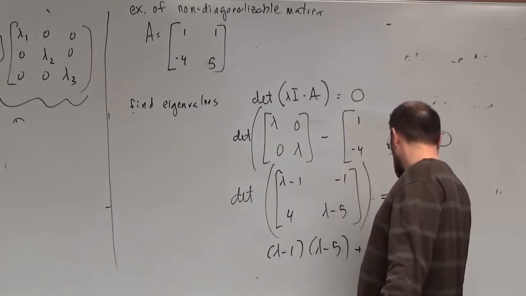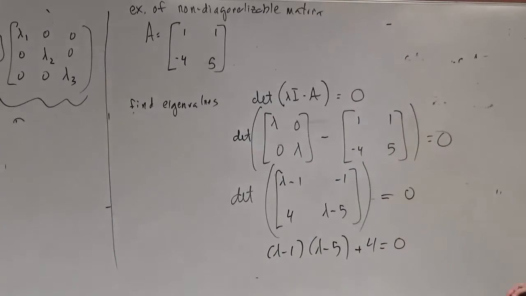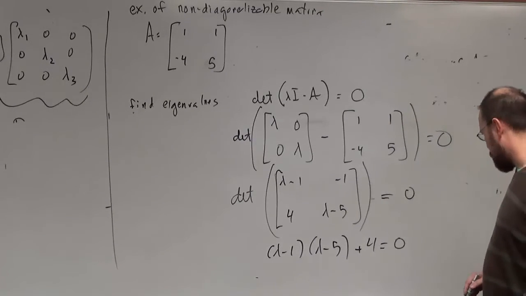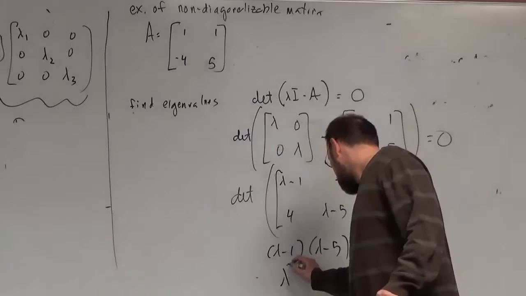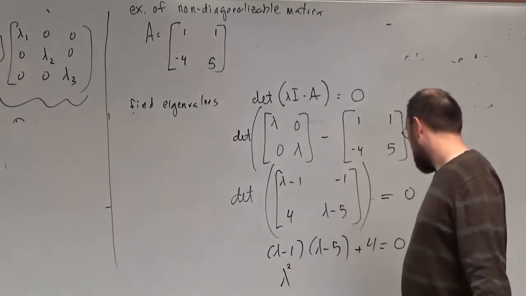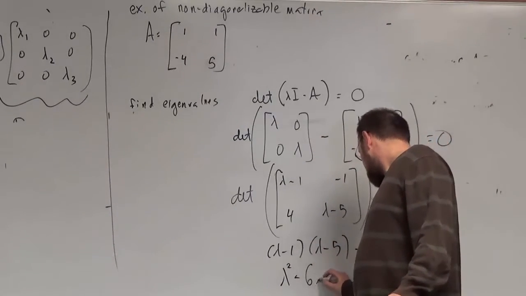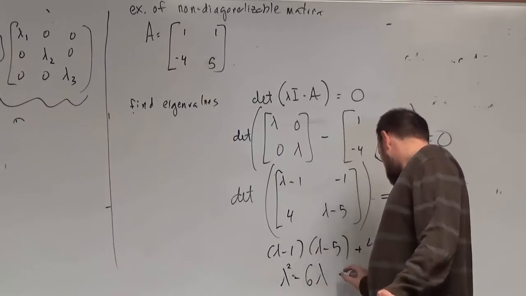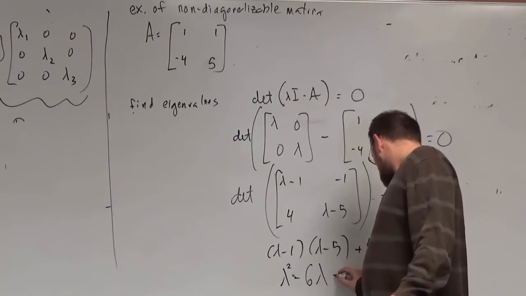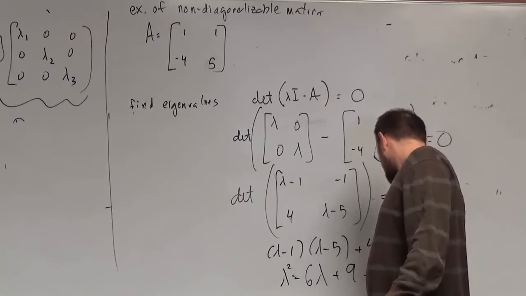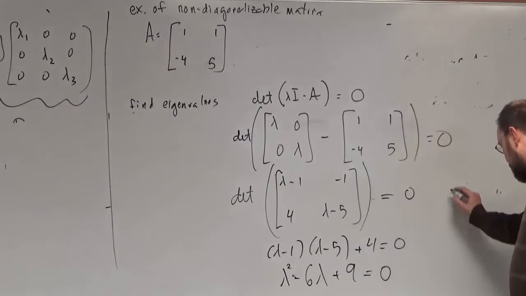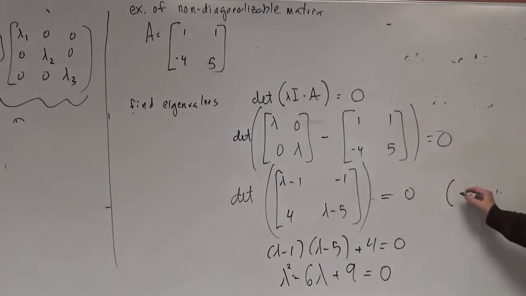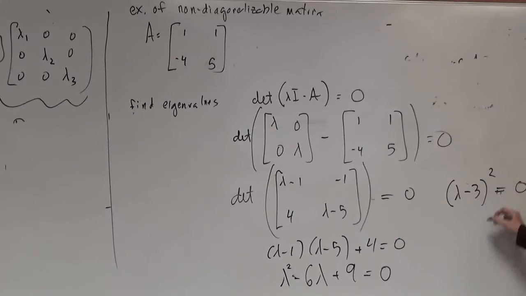And you see that you get a second degree polynomial, and you want to solve for lambda, so let's just multiply everything out, and either factor or use the quadratic formula. And I believe this does factor, right? It's a perfect square. So lambda minus 3 squared is 0. So the only eigenvalue is 3.